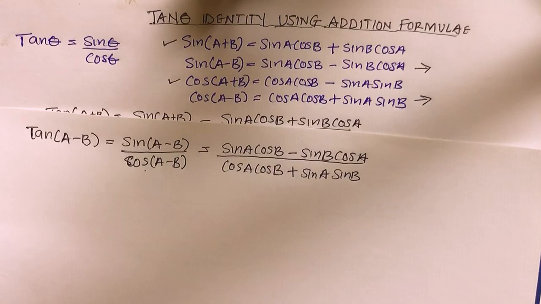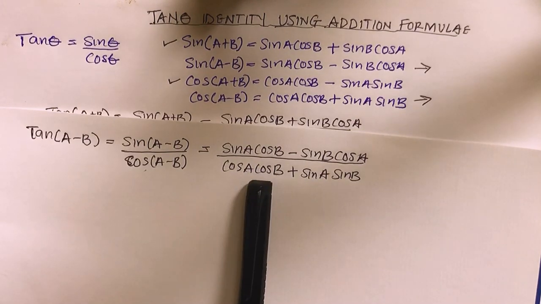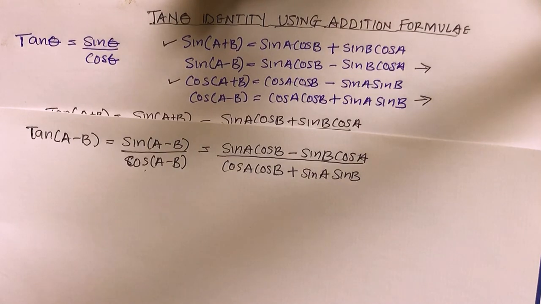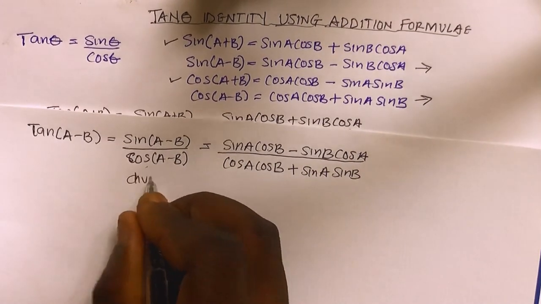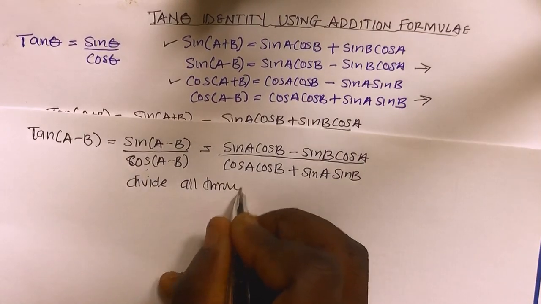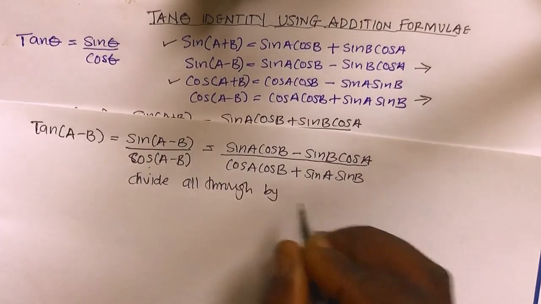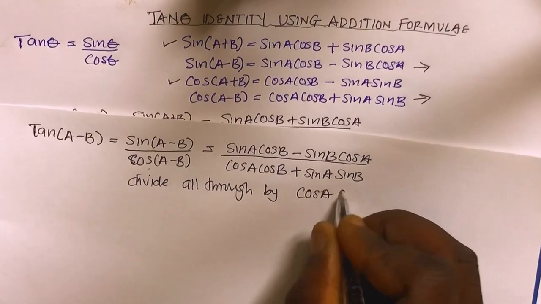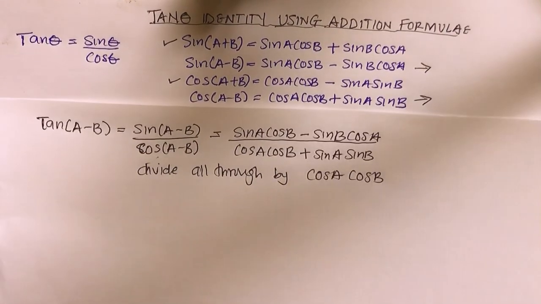Then how am I going to express it as tan? How can I divide all through? If I choose to divide all through by cos A cos B, will it work? Yeah, it's going to work. Then that means I'm going to do the same thing here. Divide all through by cos A cos B. Let's see what we are going to have.